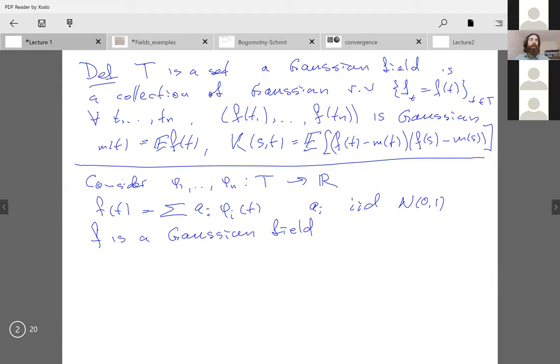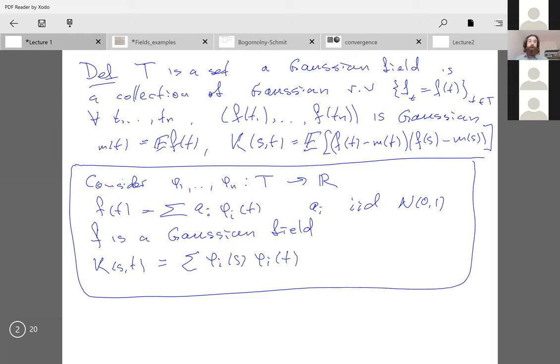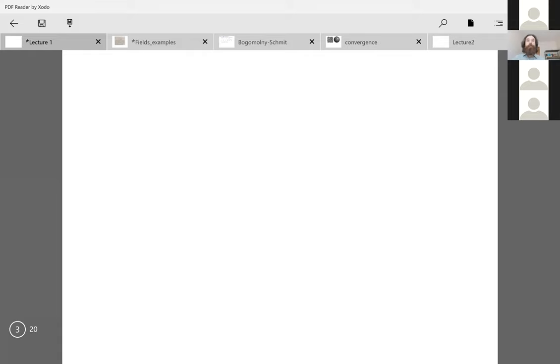And of course, it's very easy to check that not only is it Gaussian at every point, but it's jointly Gaussian. And it's completely described by the covariance kernel. And it's very easy to write it, and it turns out to be the sum of phi_i of s phi_i of t. So this is our toy model. And in this setting, it's absolutely clear that what we have is a nice function, but this function is random. And now the question is how to generalize this construction.